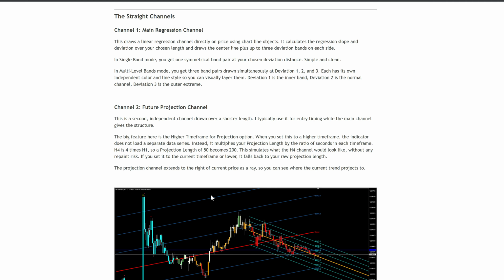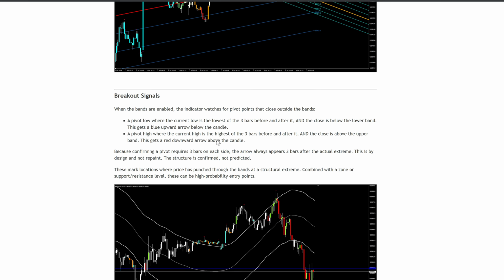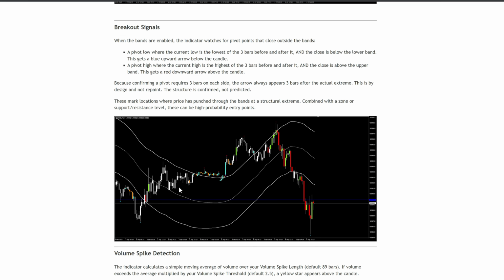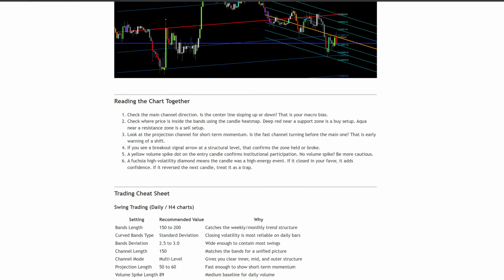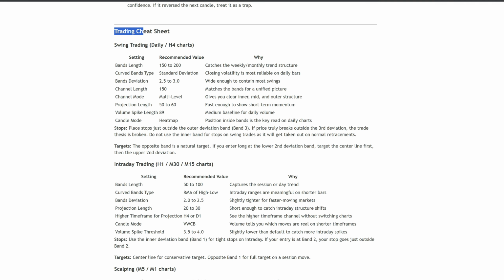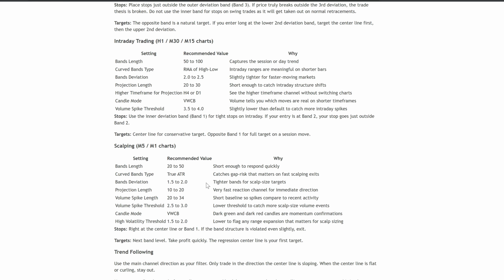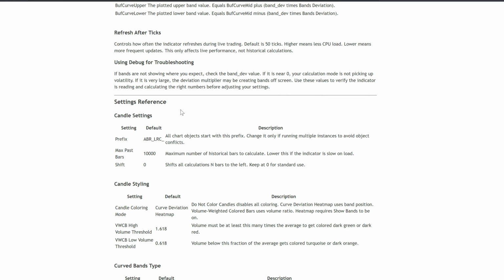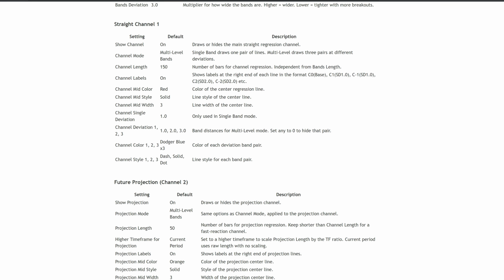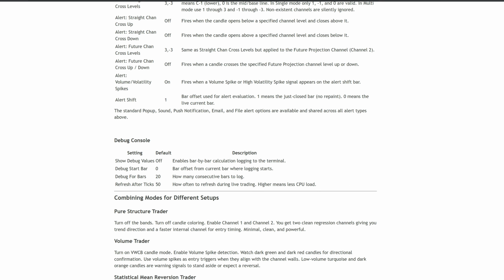And these straight line channels, these are the actual regression channels, and these future projection channels. So how to use those in your trading, when to use these breakout signals, and when to use volume spikes. And this will be the most important part of the blog post. So while you are figuring out all the values, it will show you the best values for the different kinds of trading styles. And the settings reference. This is for each and every setting which is used and what that setting does.